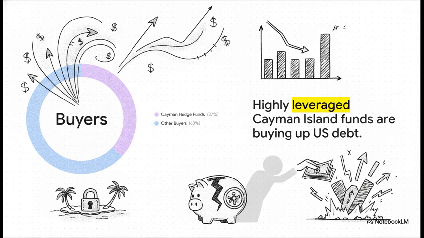Alarmingly, it's highly leveraged hedge funds based in the Cayman Islands that are propping up the bond market right now. According to Fed papers cited in the source, they've bought up about 37% of new government bonds since 2022. Guys, this creates a massive systemic risk. If the stock market drops and these funds get hit with margin calls, they'll be forced to liquidate those bonds. That would send yields skyrocketing and completely crash the Fed's stealth system.